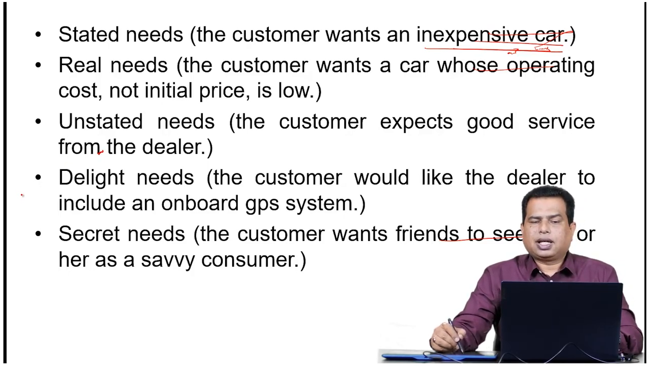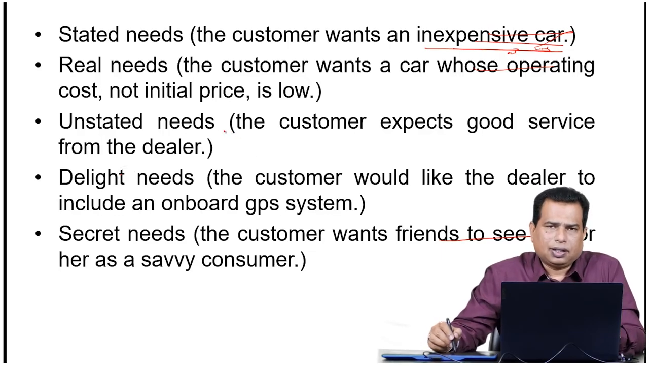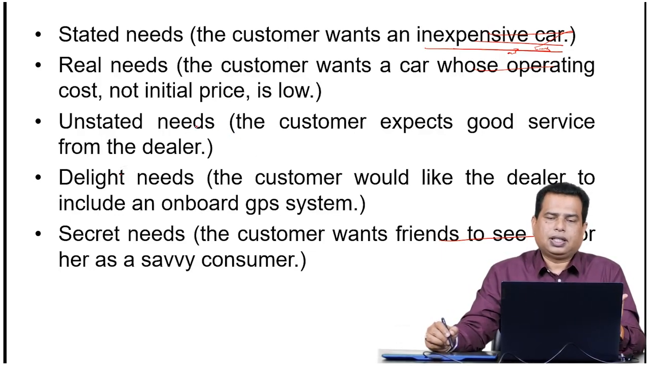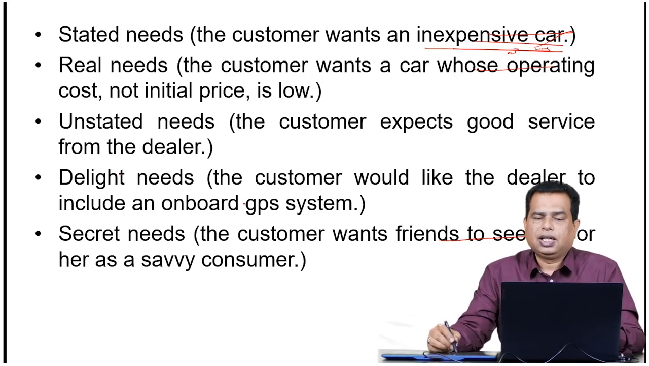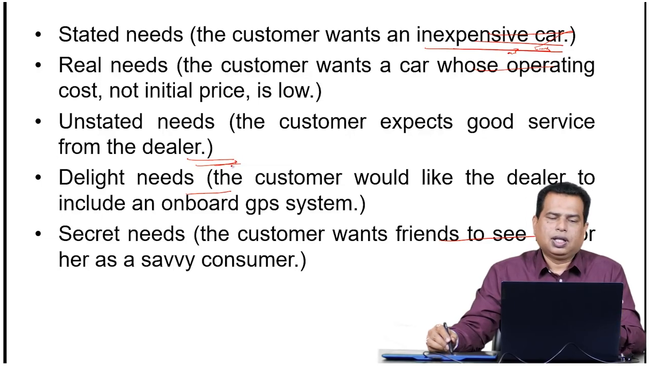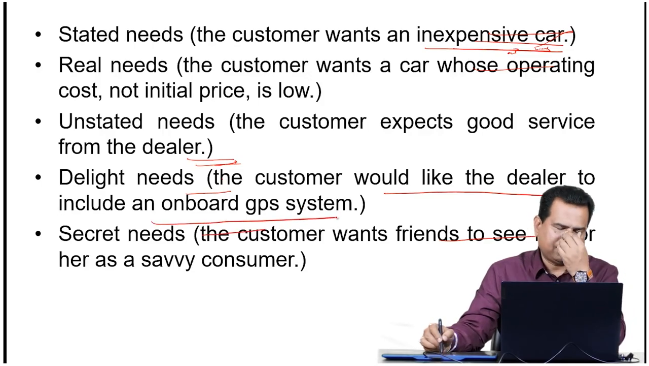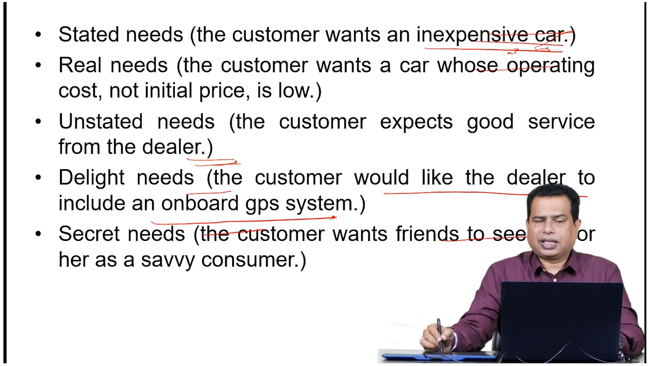Unstated needs: the customer expects good service from the dealer. These are unstated, meaning I am not going to state it while purchasing, but I expect good services from the dealers, and these services may be after-sale services, also the services when the machine breaks down, for example the pick up and drop facilities, etc. These can be the services that are unstated many times. Then delight needs: the customer would like the dealer to include an onboard GPS system. These are some of the features which are not expected by the customer, but if those are available, then the customer feels delighted.